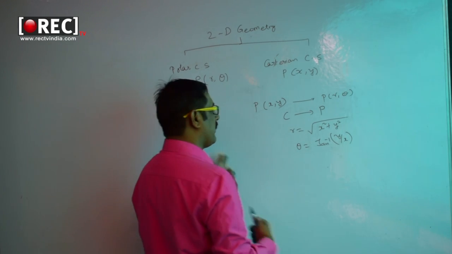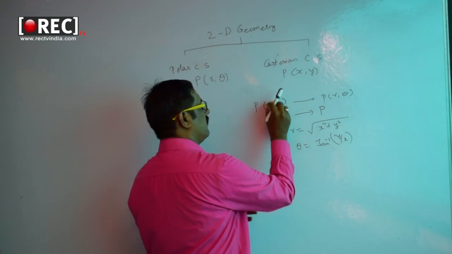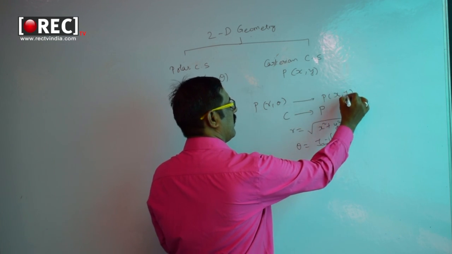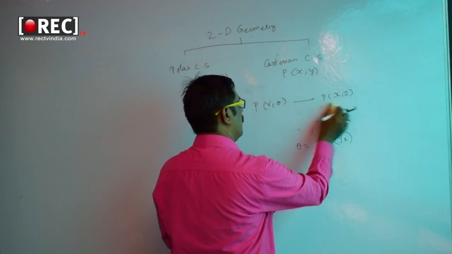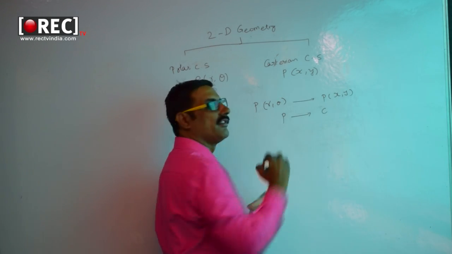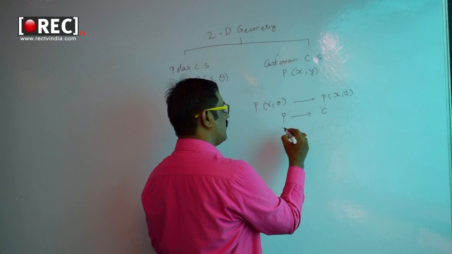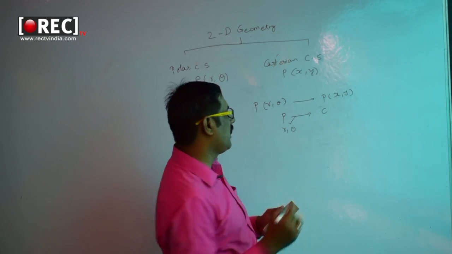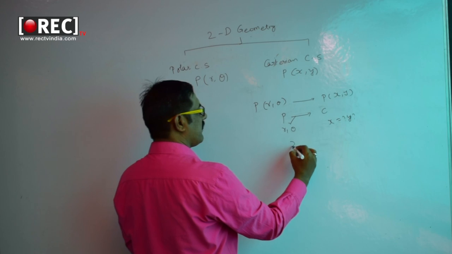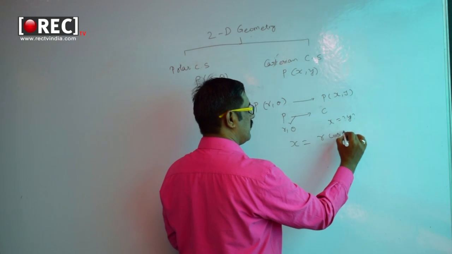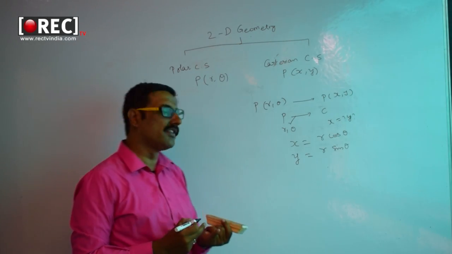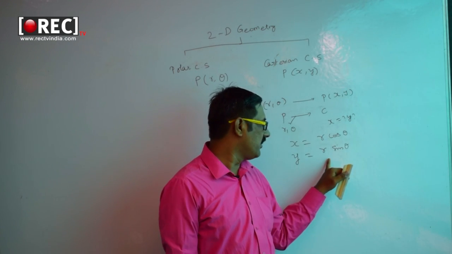On similar lines, if I wanted to convert P(r, theta) to (x, y), that means I wanted to convert from polar to Cartesian. That is, I know r and theta, so these are known to you, and I need to determine x and y. So x is given by simply r cos theta and y is r sin theta. So the relation for x is r cos theta and the relation for y is r sin theta in terms of r and theta.